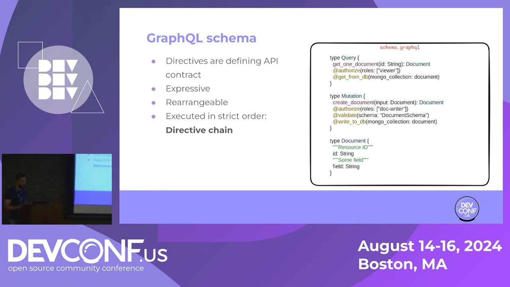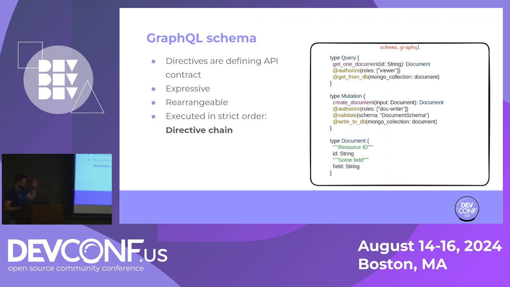I would like to stress why directives are so important for us. Directives are the smallest atomic functional units in our application. What does it mean? It means that we are using them for wrapping arbitrary functionality of our API. For example, authorization, validation of the data, encryption, database operations, everything. It is also important to note that we are executing those directives in order, and those ordered groups of directives specify our API behavior, our API contract.